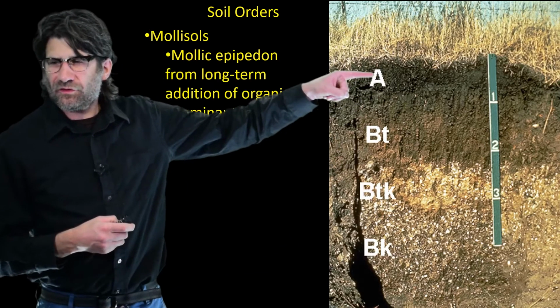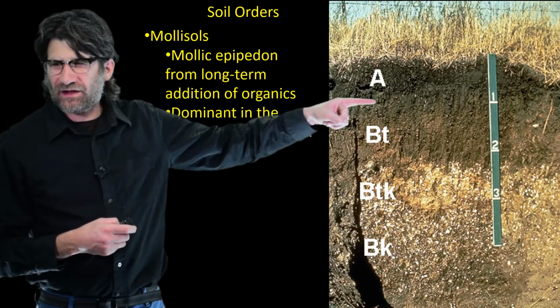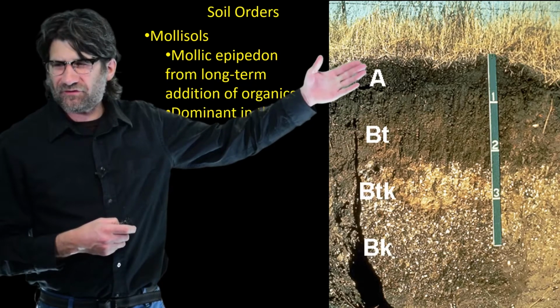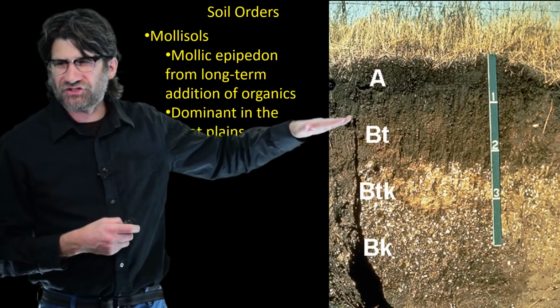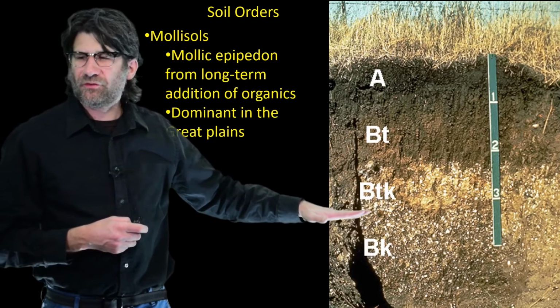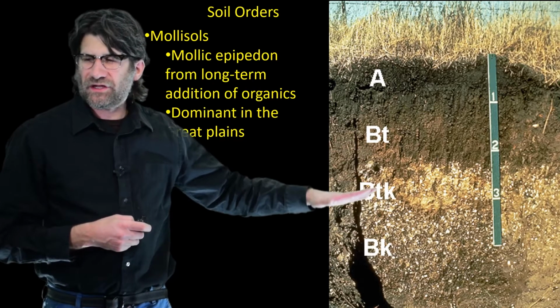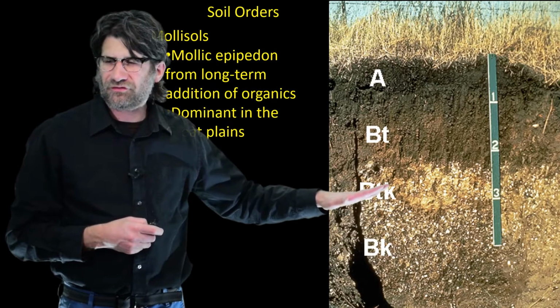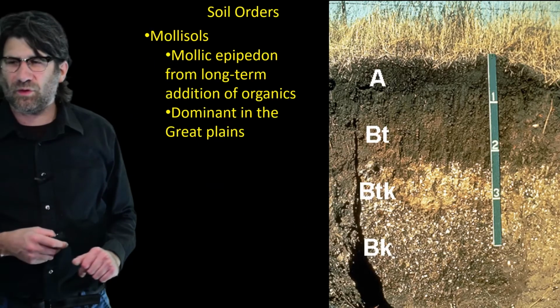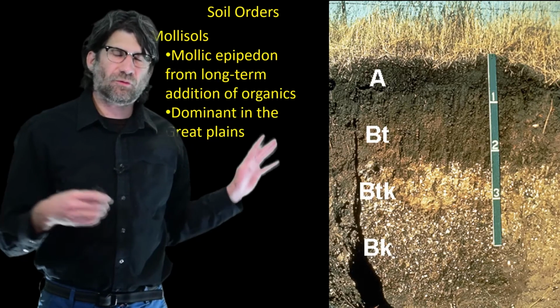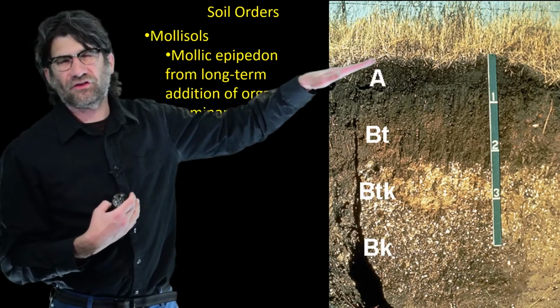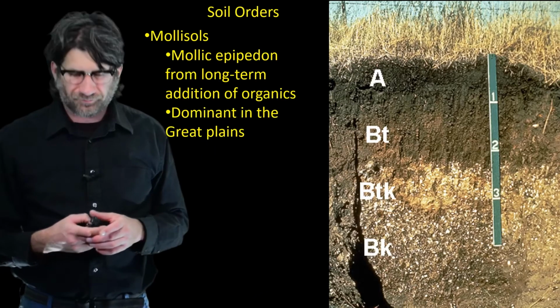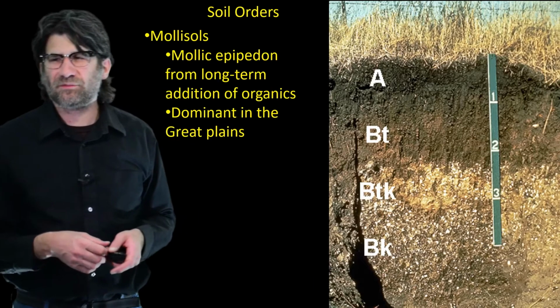Again, look at the sizes. We get those big, thick A horizons and all that organic material, very dark colors with the accumulation. On the dry end of mollisols, because they're dry enough, you end up with calcium carbonate as well. So you have BK horizons as well. Besides the Pacific Northwest, I should also mention that this is the dominant soil order in the Great Plains as well.